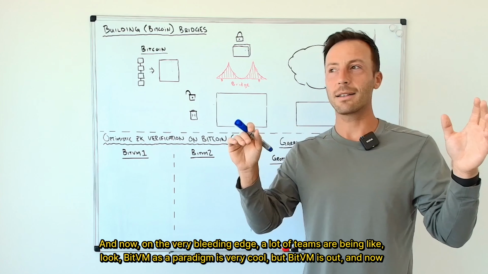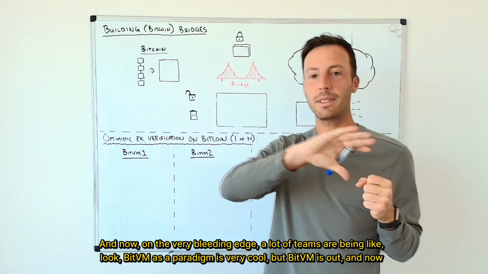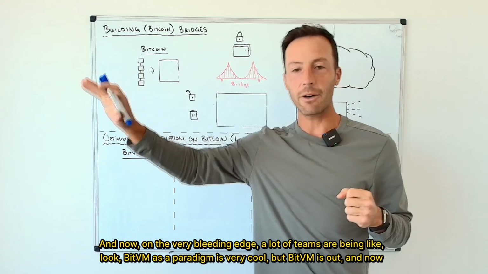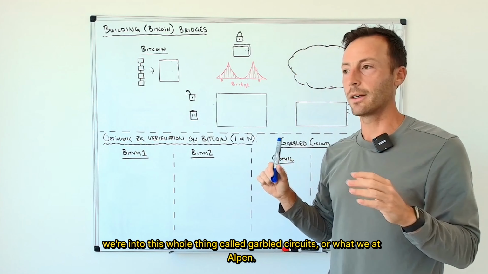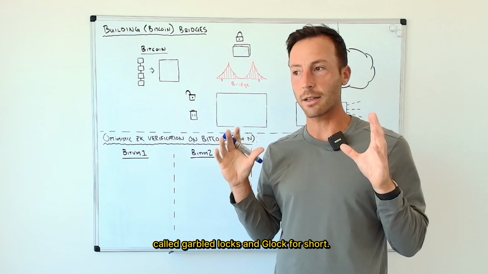and now on the very bleeding edge, a lot of teams are saying, look, BitVM as a paradigm is very cool, but BitVM is out, and now we're into this whole thing called Garbled Circuits, or what we at Alpen call Garbled Locks, and Glock for short.